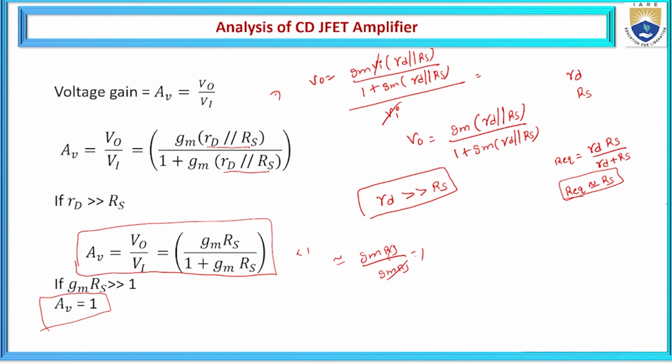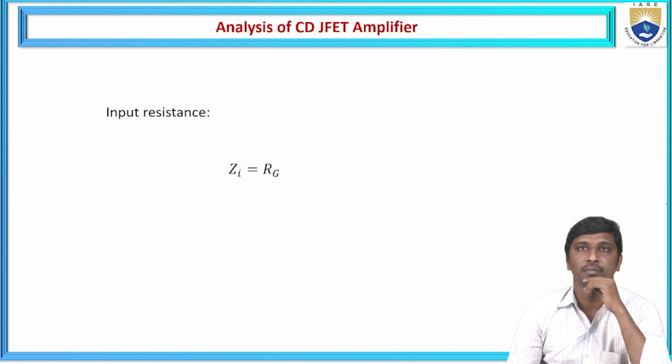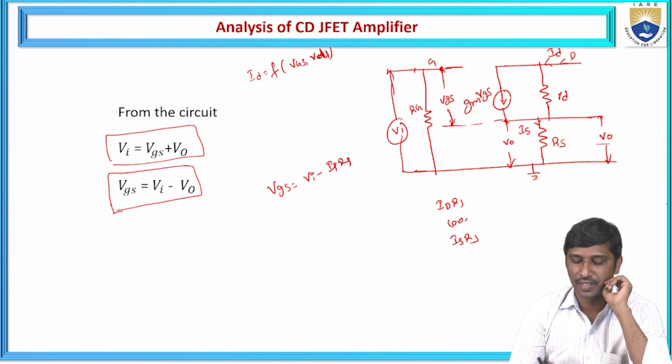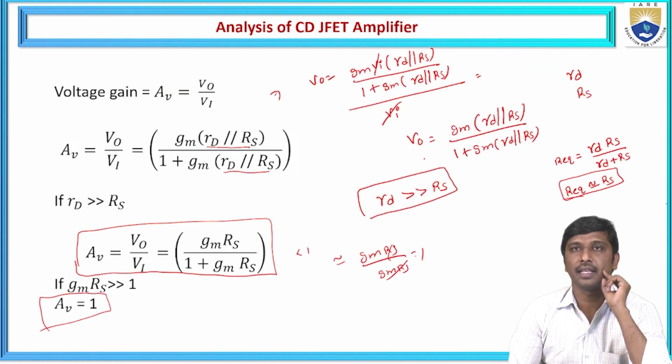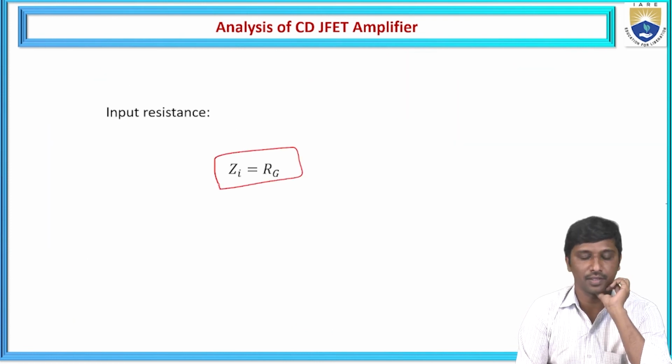Now we are going to observe the remaining two parameters, input impedance and output impedance. If you observe the input impedance from the circuit, let us consider this is the circuit. From this small signal model circuit, on the input side, which type of impedance is offered? Only the input impedance is offered. Hence, directly I represent Zi is equal to RG from that equivalent circuit.